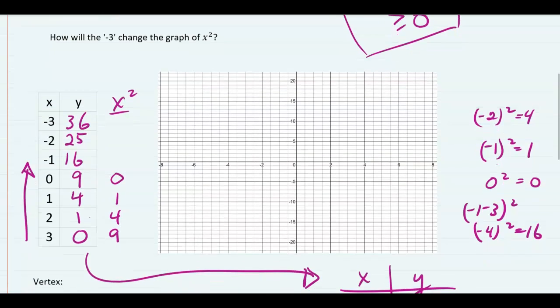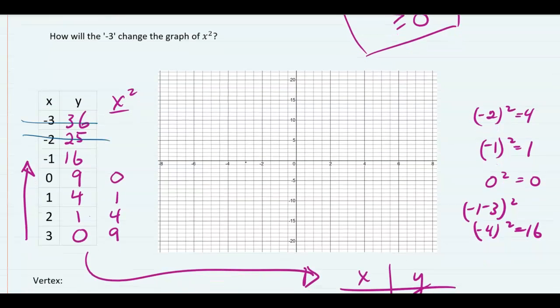Well, we'll find out. Let's graph it now. Negative 1 goes to 16, and that's right here. 0 goes with 9, and that's right here. 1 goes with 4, it's right here. 2 goes with 1, which is right there. And 3 goes with 0. It's right here. Now it looks like it's swinging down, and maybe that point is the low point.